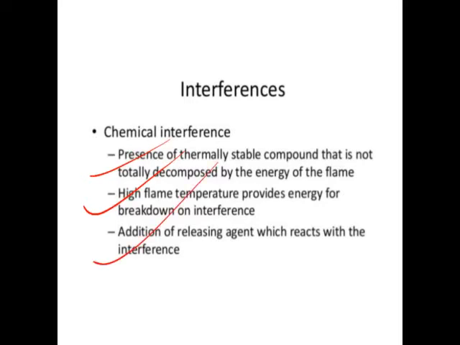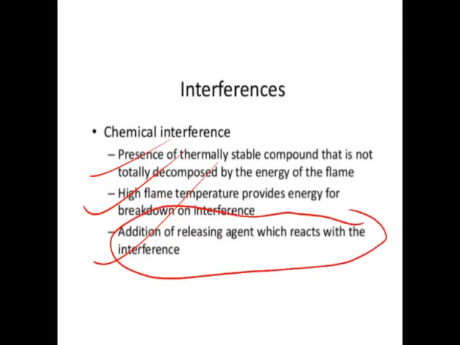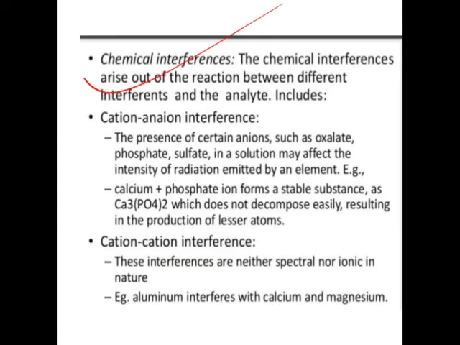Third one, addition of a releasing agent which reacts with the interference. If we add it, it will react with the interference. So what is actually the chemical interference? The chemical interference is a reaction between the different interferents and the analyte. The analyte which you want to determine, and the other samples present in the mixture, interfere. The reaction between them is called chemical interference. That is, chemical interference arises due to the reaction between the interferents and the analyte.